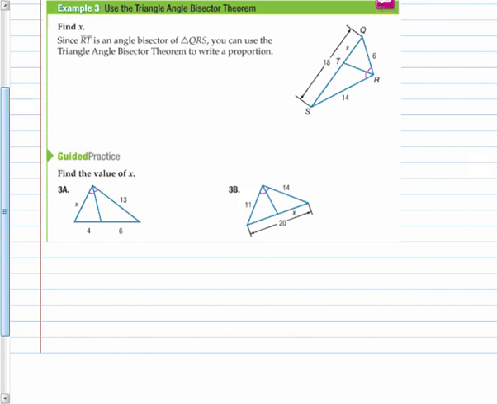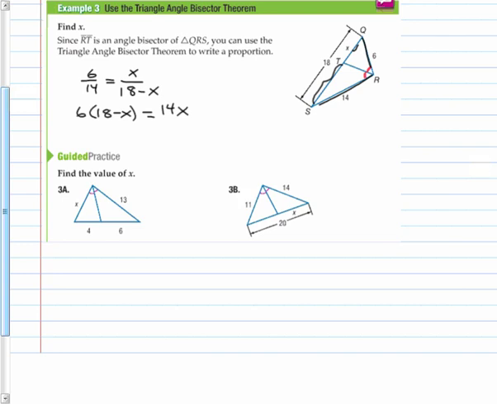Since RT is an angle bisector of triangle QRS, you can use the triangle angle bisector theorem to write a proportion. Now I'm going to start with the two sides. 6 to 14 must equal x to this. What would I call that? Perfect. 18 minus x. You guys have had to do that from time to time. There it is. So if I do my cross product, 6 times 18 minus x would have to equal 14 times x. What's 6 times 18?